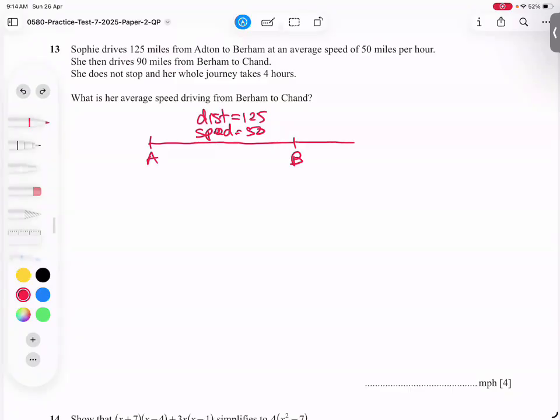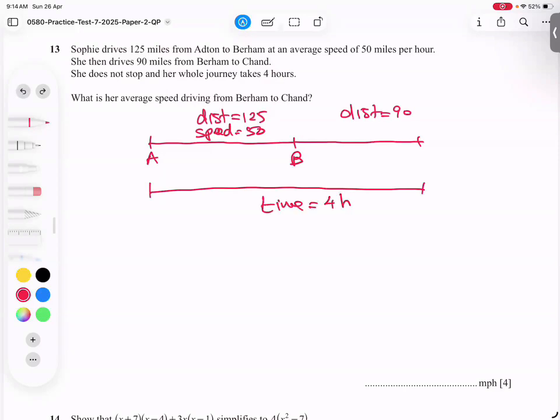Okay, and then she drives 90 miles from B to C. So it means further we have B to C, 90 miles. Okay, distance is clearly 90 miles. And she does not stop. Her whole journey takes 4 hours. So it means from here till here, total time is 4 hours. Okay, so we have to find the average speed from B to C. So we need to find speed.